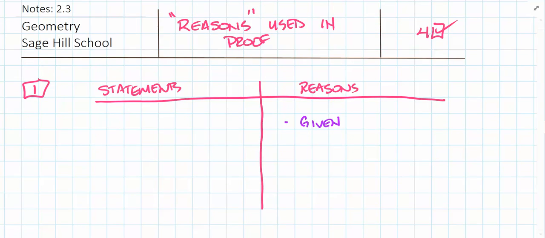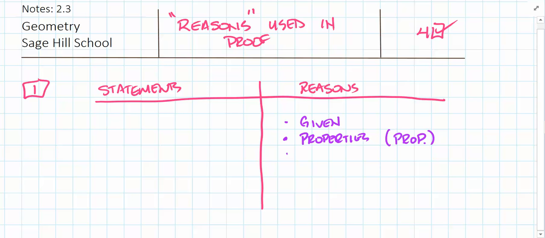Sure, okay. The other thing that we can always write down on the right-hand side are properties. And we're going to abbreviate properties as P-R-O-P with a period. So we can write down properties, right? Give me an example of a property we could use as a reason. Addition property, give me another one. Substitution, give me another one. Subtraction. These are all properties that we can write down, okay?